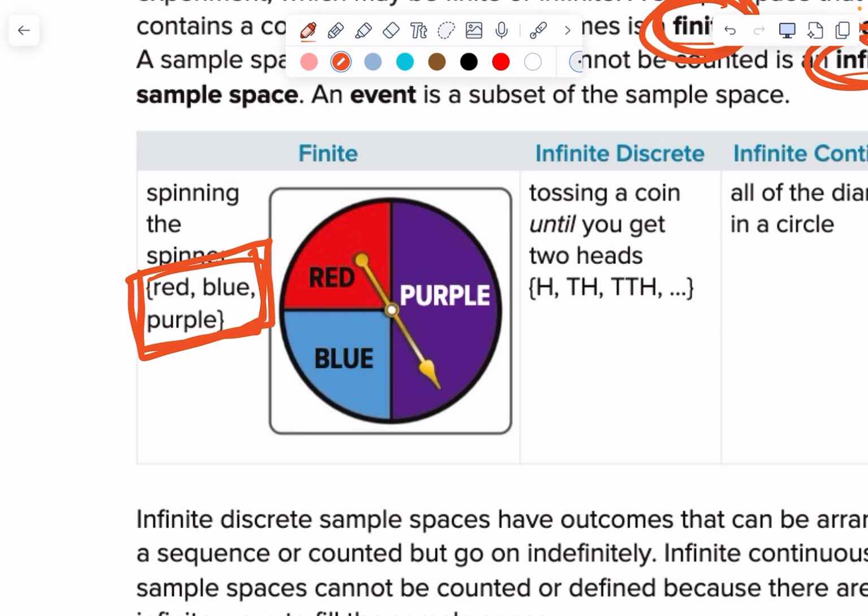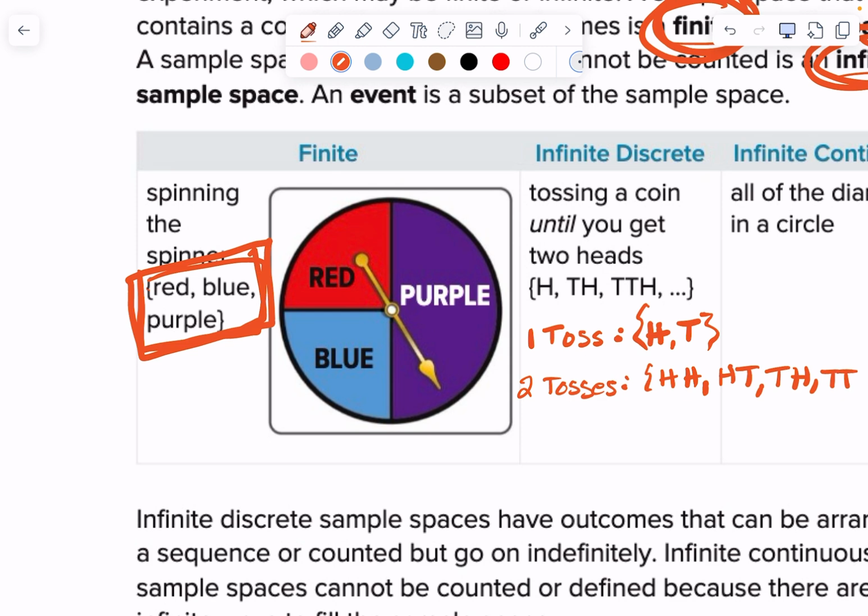If I toss a coin and I only toss the coin once, I could get heads or tails. So write this down. 1 toss, heads, tails, right? Okay, let's talk sample space. If I do 2 tosses, I could get heads, heads. I could get heads, tails. Is tails, heads the same thing as heads, tails? Nope, because order does matter. And then tails, tails. So I have 4 different possibilities, right?